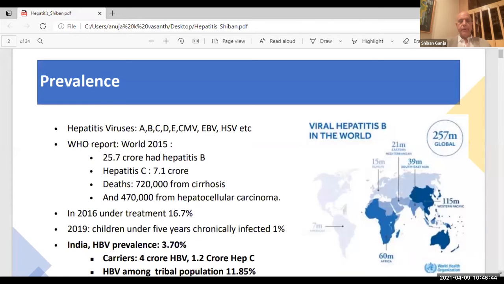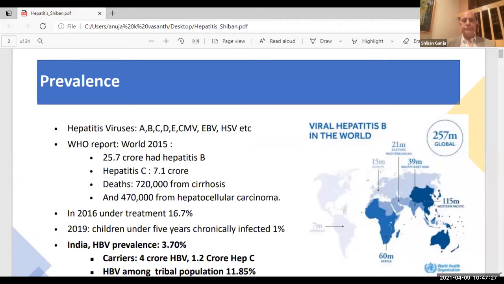In India, hepatitis B prevalence is 3.7%, which means 3.7% of the population has hepatitis at any given time. We have 4 crore hepatitis B virus patients and 1.2 crore hepatitis C patients. And among the tribals, the prevalence rate is even higher, close to 12%. 1 in every 8 people in tribal area has got some kind of hepatitis. So it's a pretty debilitating disease. It is one of the commonest, if not the commonest, disease in the world and India.